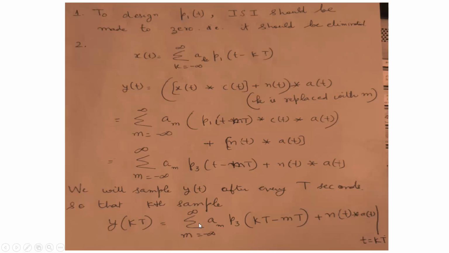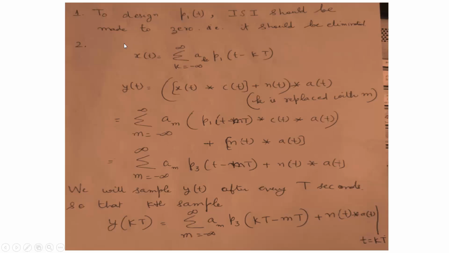So a_m is a discrete time signal, of course, and b_m, let's say, which is p3(mT). I am representing this part of the expression with b_m. This is also a discrete time sequence, p3(mT). So what is happening? There is a convolution taking place between the two discrete sequences.